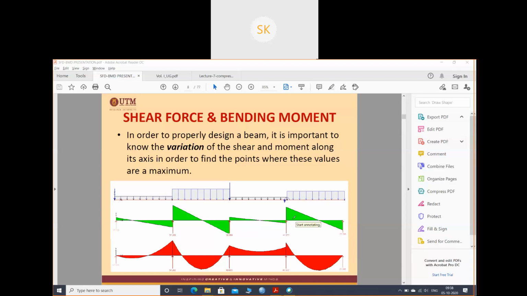We need shear force to design the shear reinforcement, and bending moment to design flexure reinforcement to prevent the bending of the structure. Suppose this is my beam, it will bend due to loads, right? And it will break. So to prevent this breaking, we provide reinforcement based on the shear force and bending moment. This is the variation of shear force shown by the green part. Depending upon the load, there are different shapes of shear and moment diagrams.